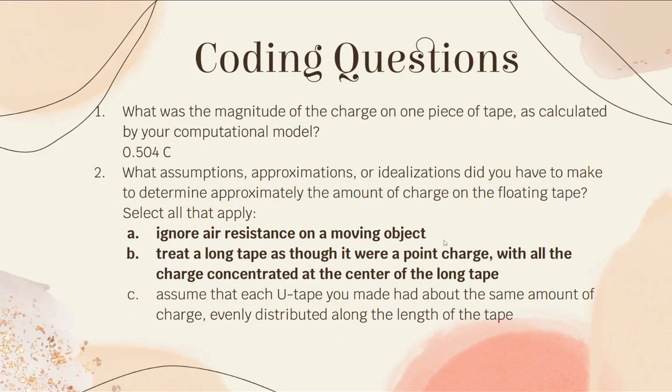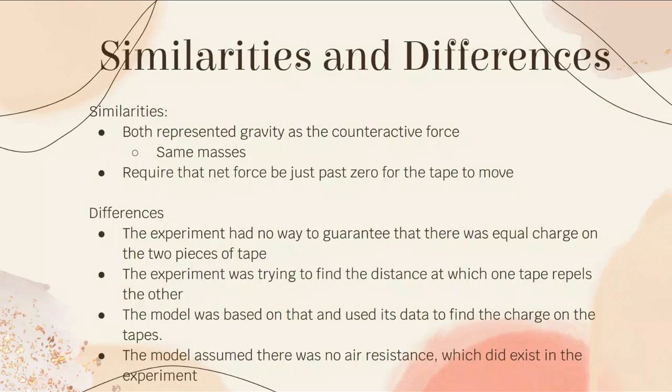And then as far as assumptions that we made for this code, it was that there was no air resistance on the moving object and that the long tape was a point charge with the charge concentrated in the center. However, we did not make this last assumption that was listed. So as far as the model versus the real life experiment, the similarities were that both represent gravity as a counteractive force and use the same math, and they required that the net force be zero. And then the differences were that the experiment had no way to guarantee that there was equal charge on the two pieces of tape, but the model assumed that.